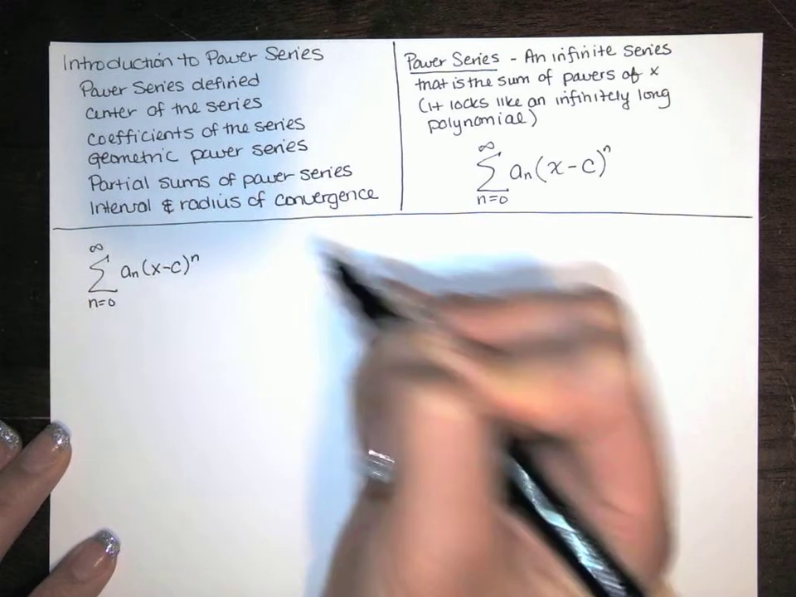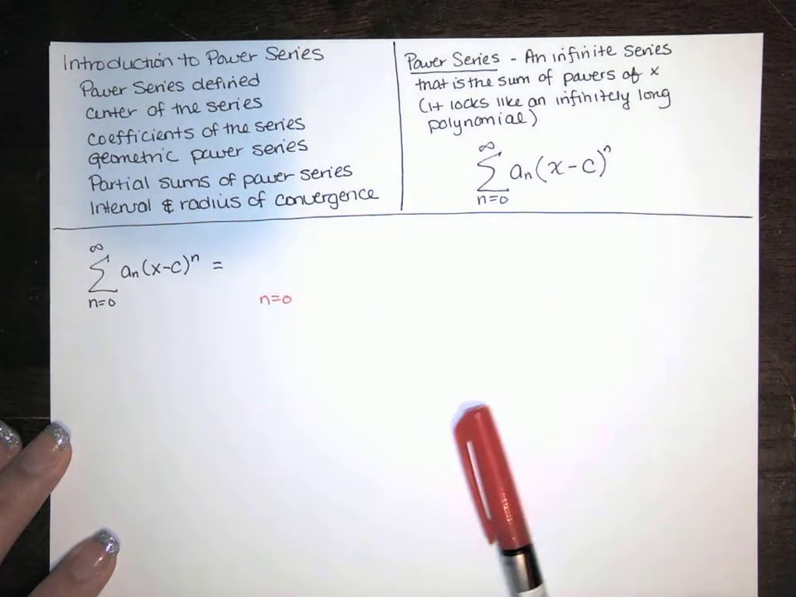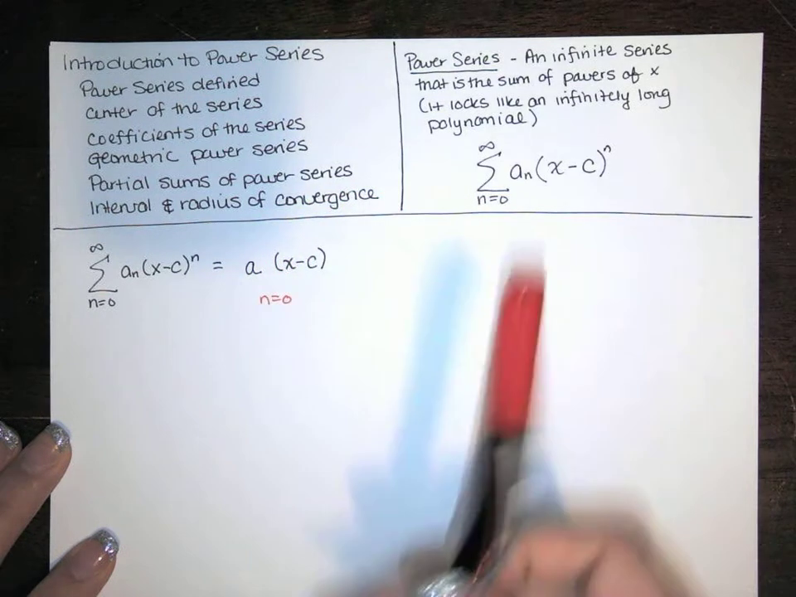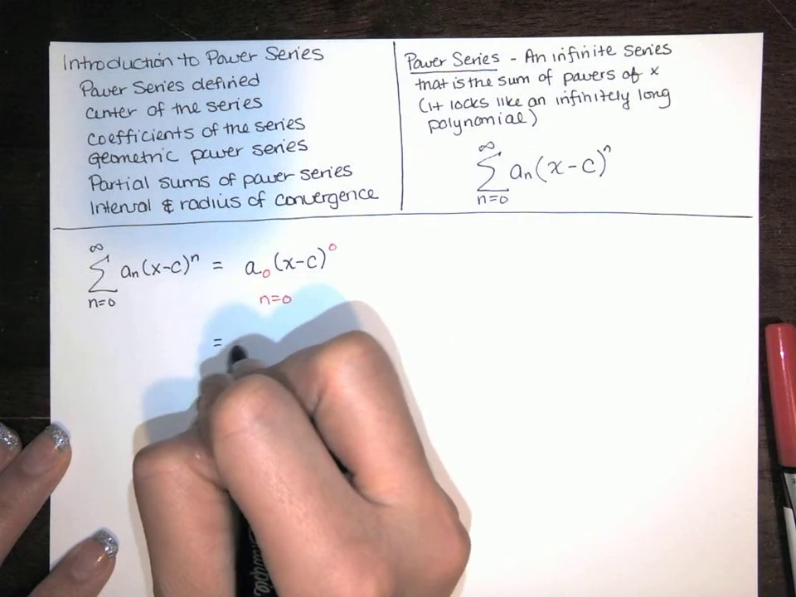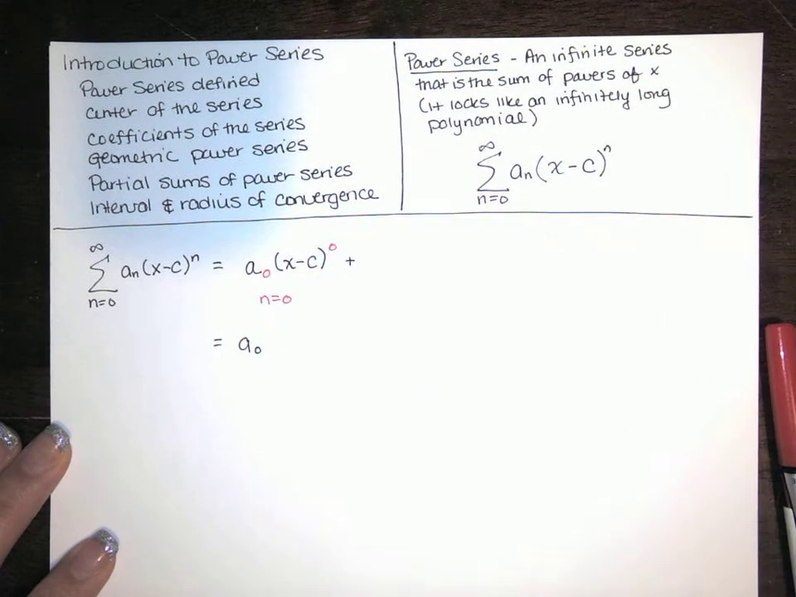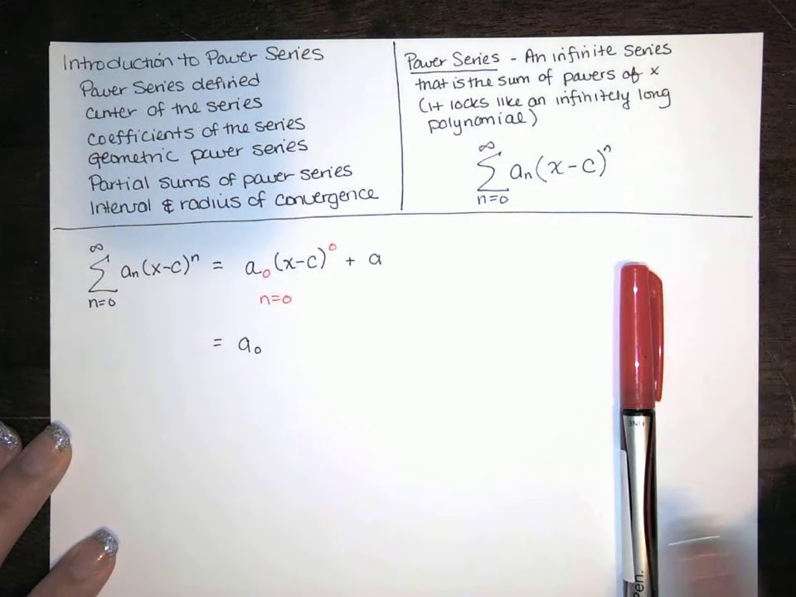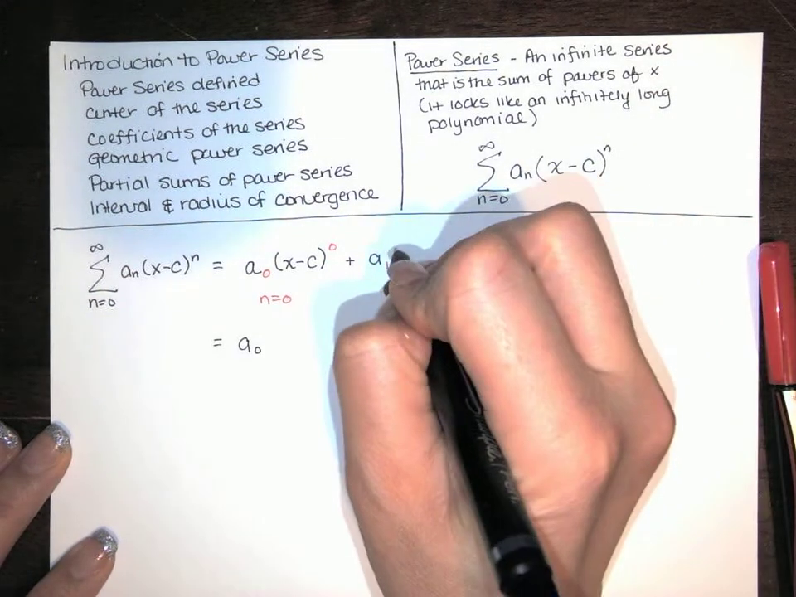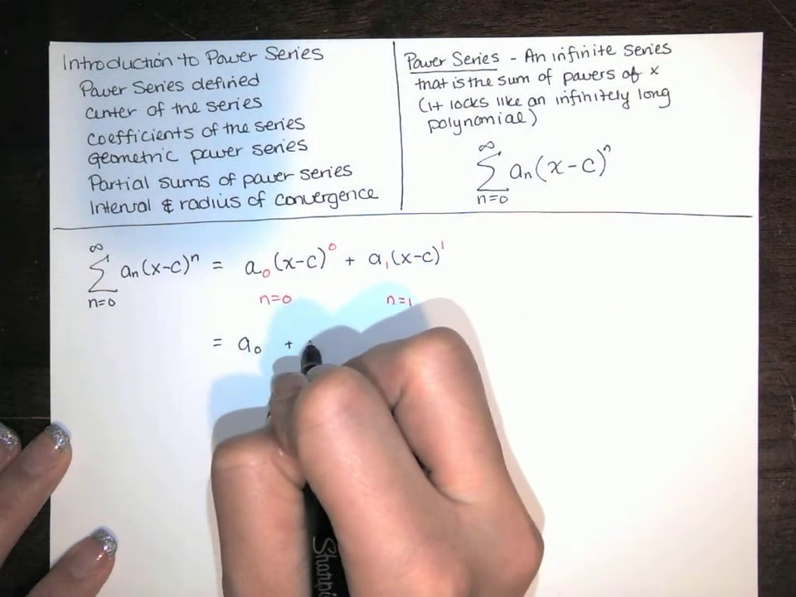When I substitute in n equals 0, so I'm replacing all of my n's with 0, I get a sub 0 times x minus c to the 0. And x minus c to the 0 is 1. So we get a sub 0. And then I substitute in n equals 1. We have a sub 1. It's the n equals 1 term. And we're multiplying by x minus c, replacing n with 1, to the first. So that's just a sub 1 times x minus c.